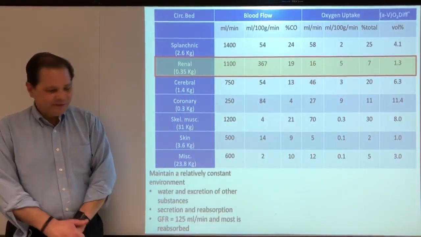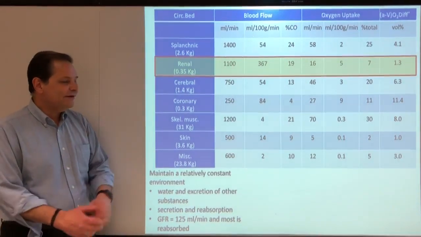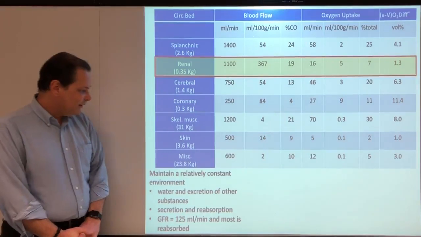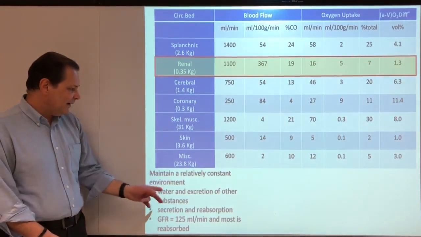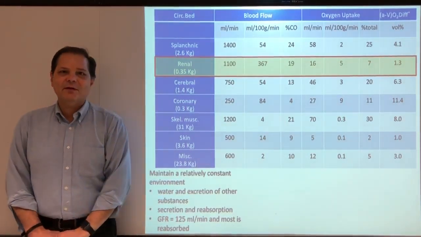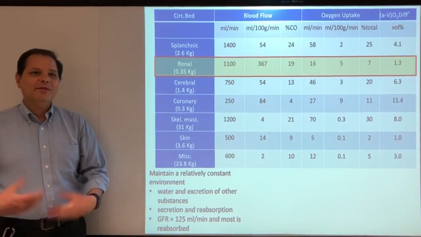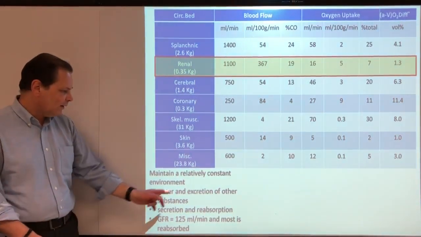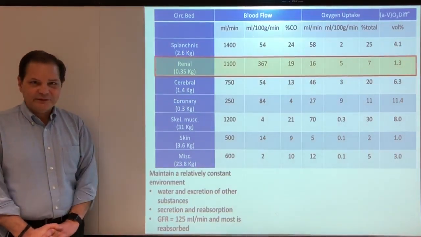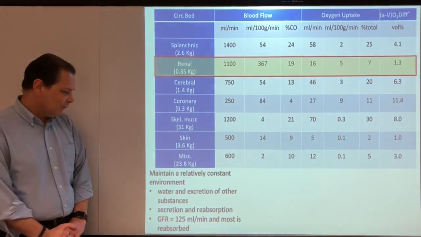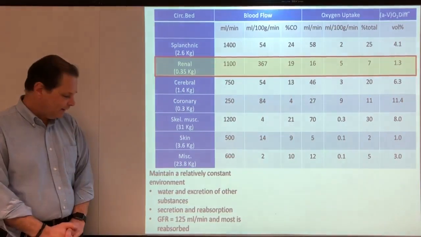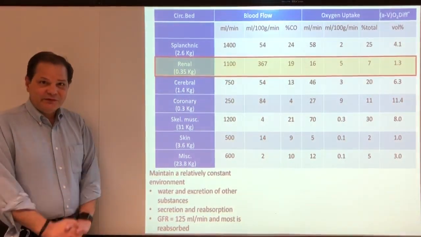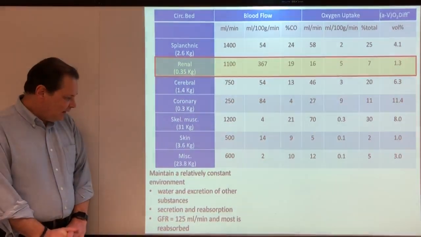So the function of the kidney, and the reason why it might need more blood, is sort of threefold. First of all, they maintain a relatively constant environment. Another way of saying that is they're responsible for homeostasis in terms of water and other substances that your body needs to get rid of, waste substances, things like that, or overflow, just to keep a balance of those substances.